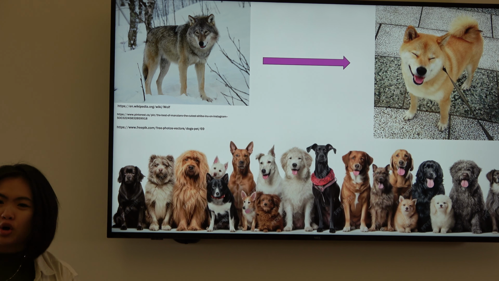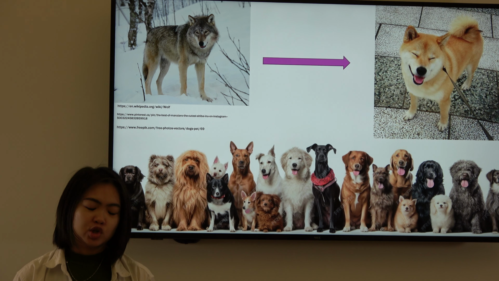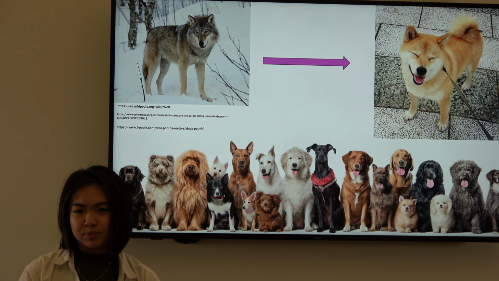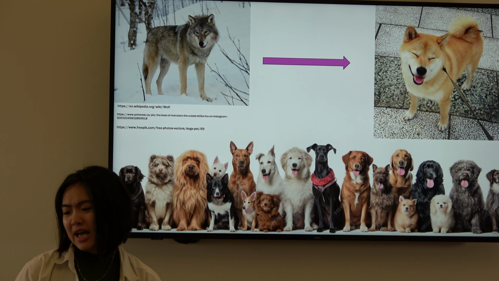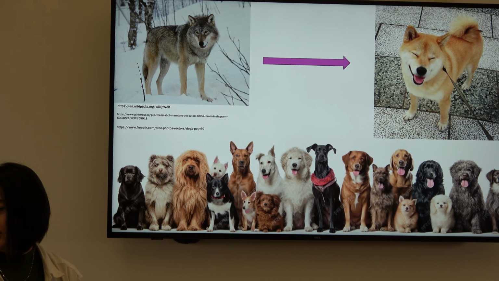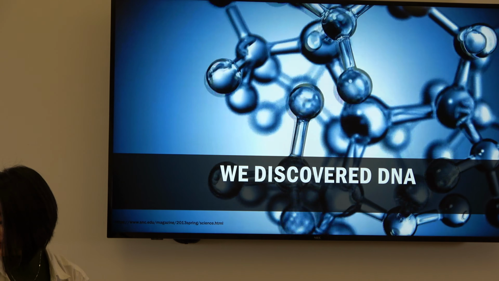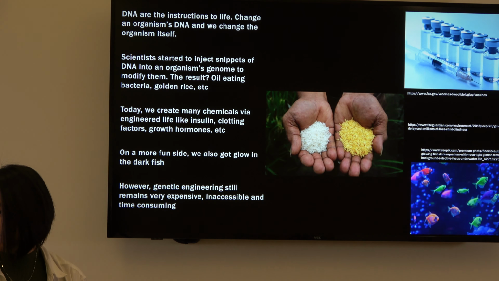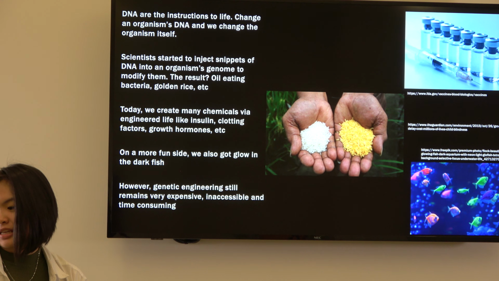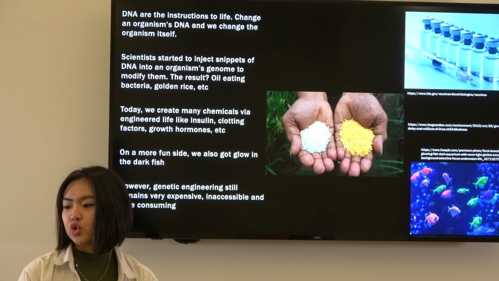And we did all this without really knowing how it worked. We just knew that if we bred two individuals together that showed the traits we want, their offspring would also show that trait. And we didn't really know why that was until we discovered DNA. And with DNA, we were able to genetically modify life. We could change an organism by changing its genome itself.